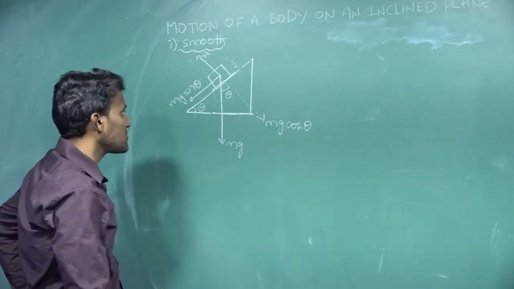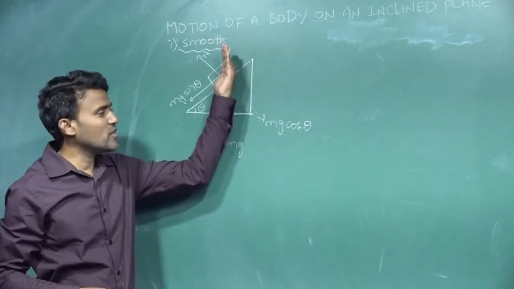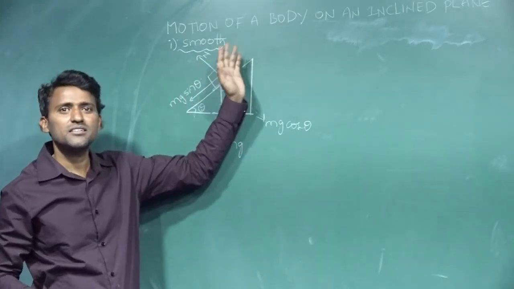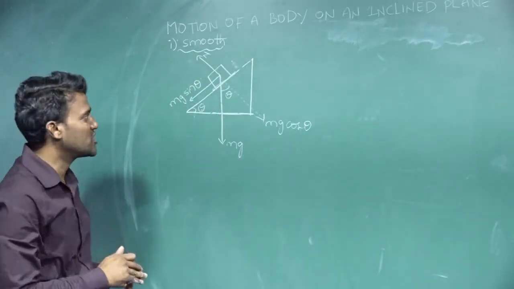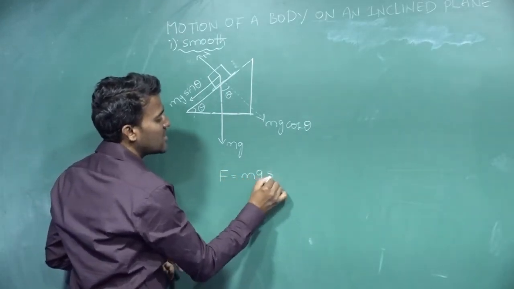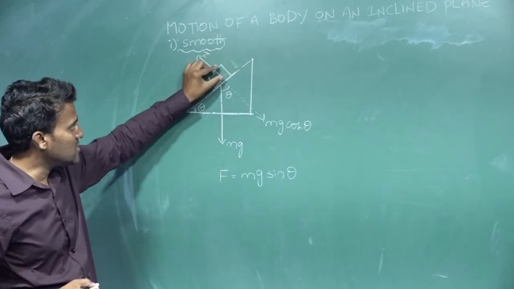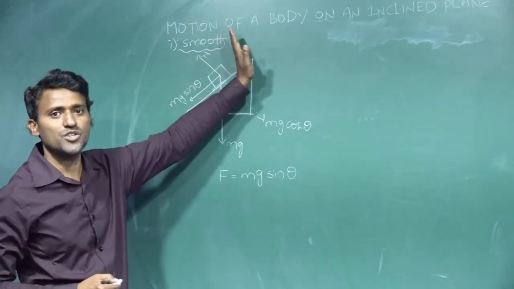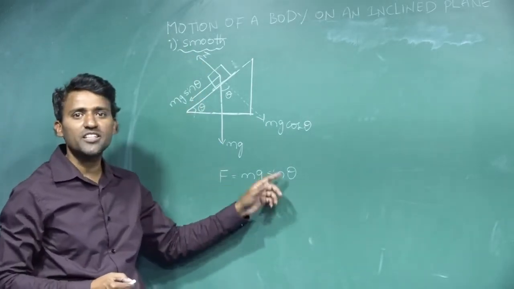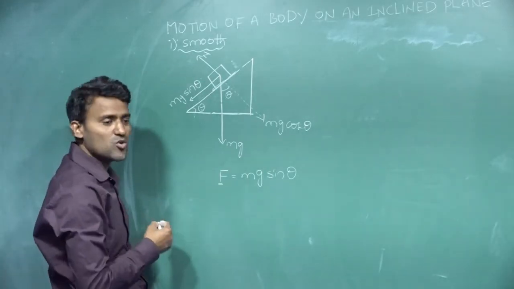Is there any opposing force? The object is sliding downward. Is any opposing force acting here? No opposing force is acting. So I am writing here F is equal to mg sin theta, because it is just sliding like this with no opposing force. It is sliding downward. According to Newton's second law, F is equal to ma.